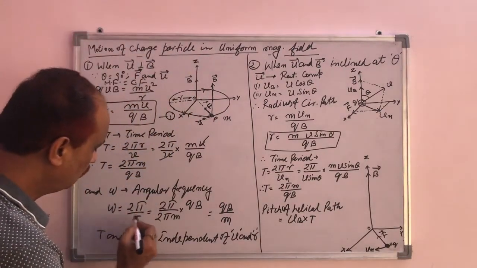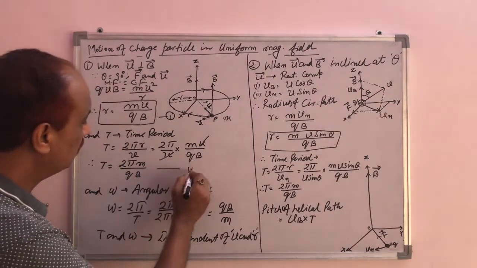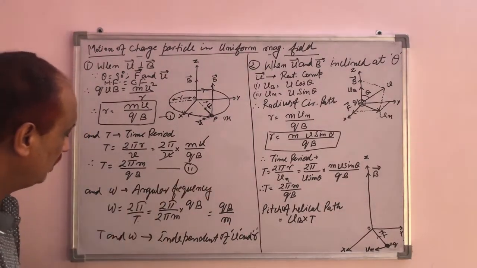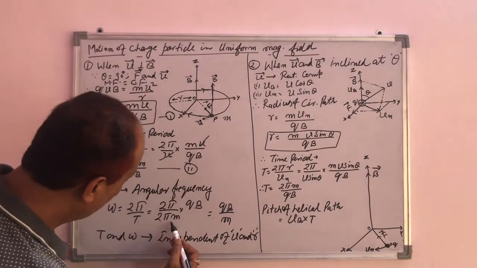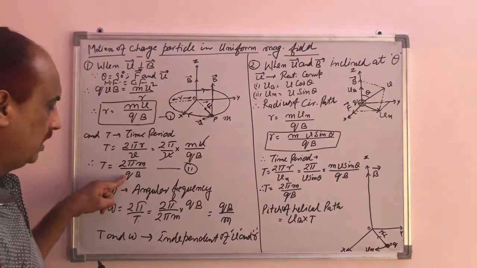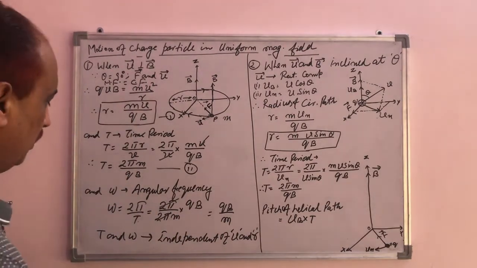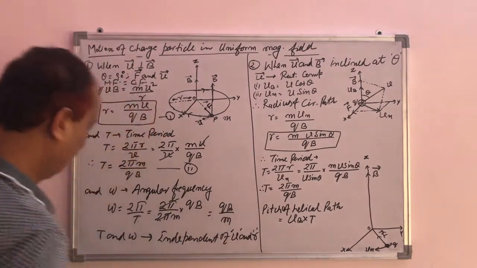Similarly, we can find the angular frequency, denoted by omega, and omega is always equal to 2 pi upon T. So put the value of T from equation number 2 in this equation. So 2 pi upon T, T means 2 pi m upon qB in the denominator. Again 2 pi cancels with 2 pi, so omega equals qB upon m.